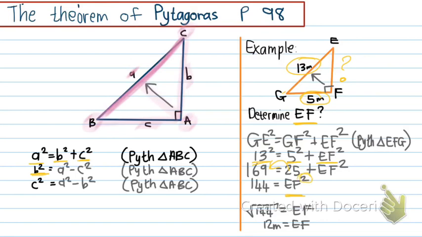Now I want to get rid of that squared. If I want to get rid of that squared, I have to get the square root. And the square root of 144 is 12. So that side EF is 12 meters.